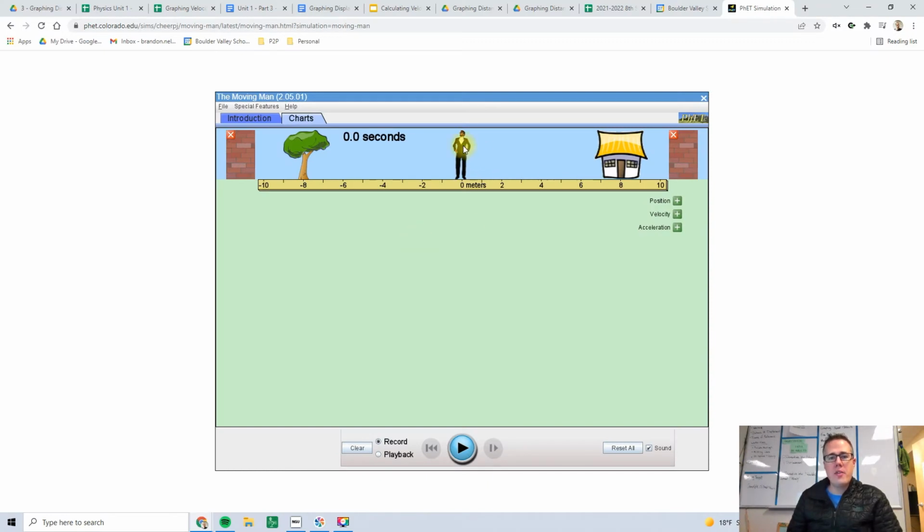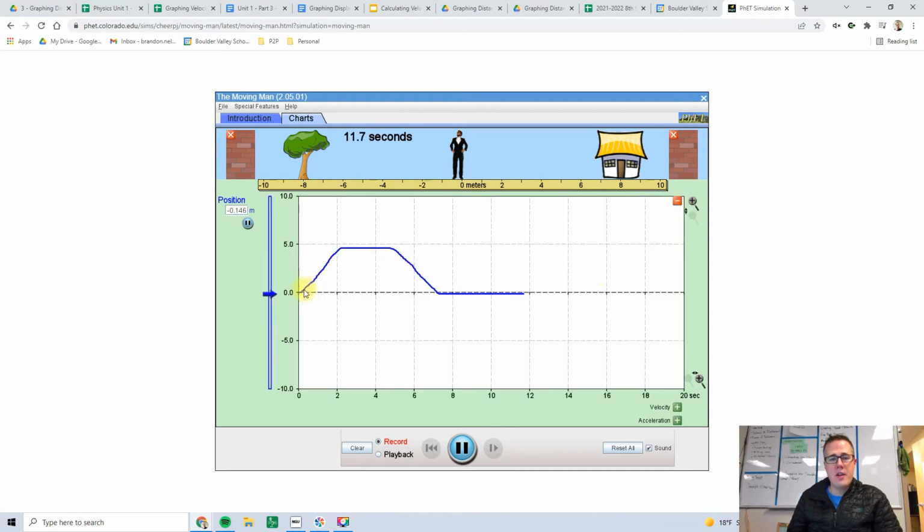So the running man is going to move at a constant rate towards his house. He's going to stop to tie his shoe and then turn around and walk back to where he started, also at a constant rate. When we go over and we check our graph, here's what you should have. You should have a nice steady increasing slope to start with, then a flat spot where he tied his shoe, and then a nice steady slope going back down to 0 because that's where he started.